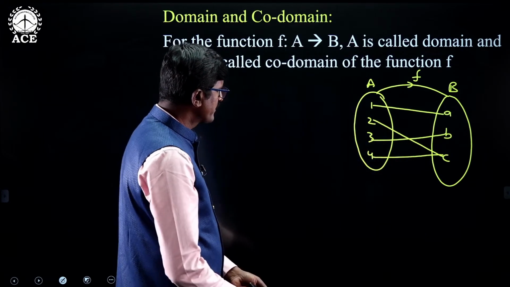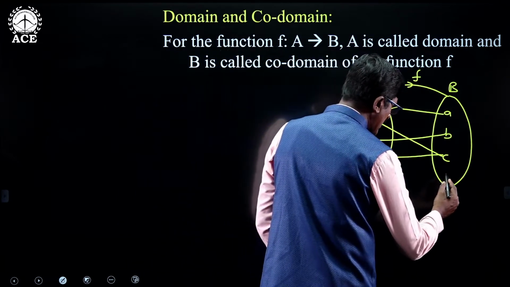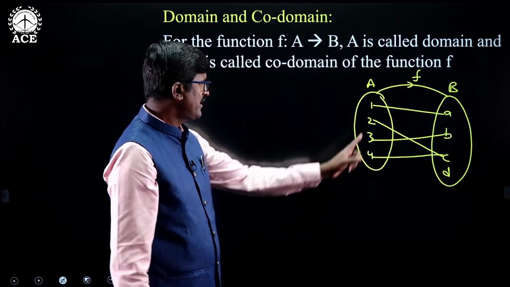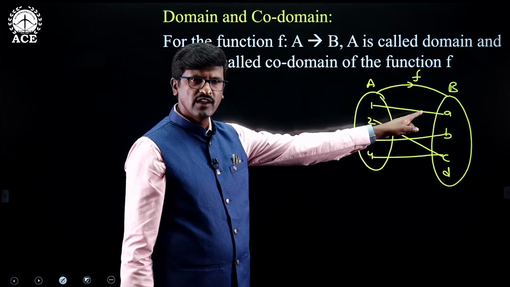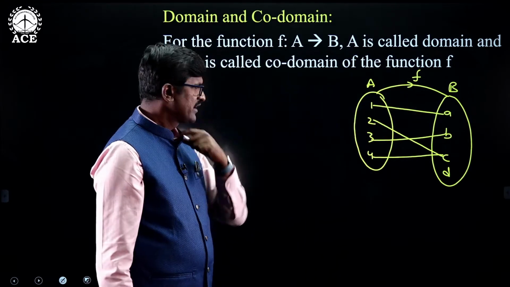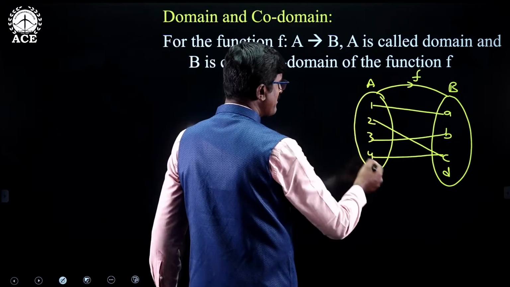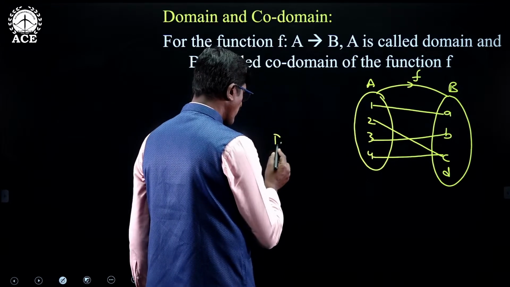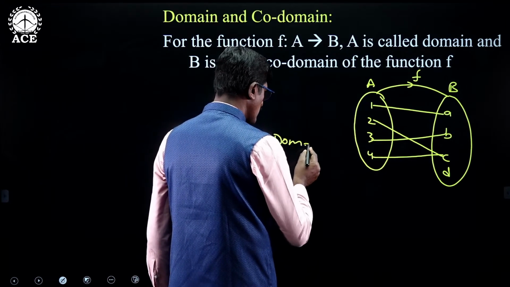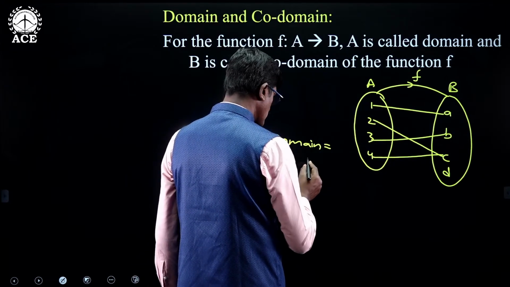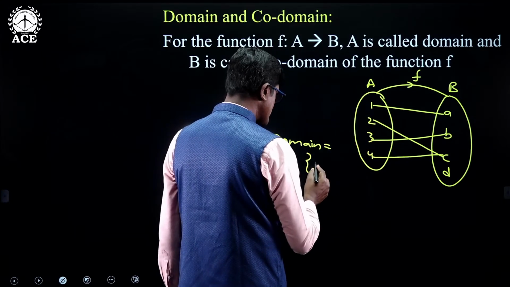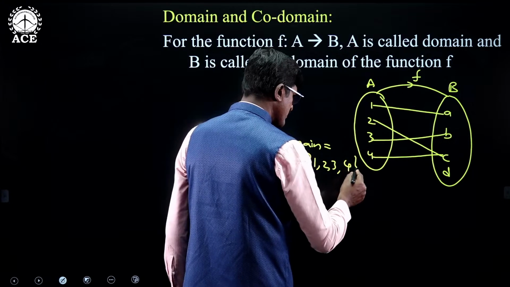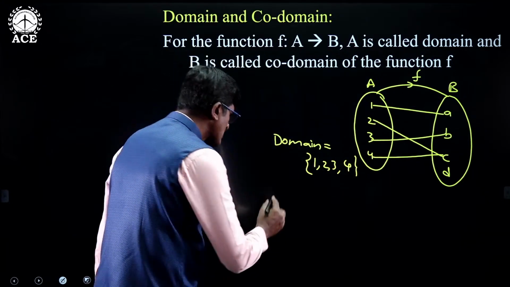There is one more element D here. So here F is a function from A to B. The set of all elements in set A is called domain. Domain is equal to the set of all elements in set A: 1, 2, 3, 4. This is called domain. Next, codomain.